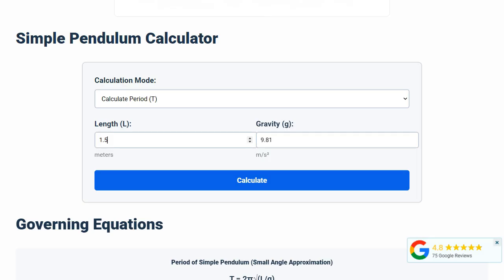Once you've entered your known values, the calculator will determine the period, which is how long it takes for one complete swing, and the frequency, which tells you how many oscillations occur per second. The results will show you all the calculated values, along with the formulas used.